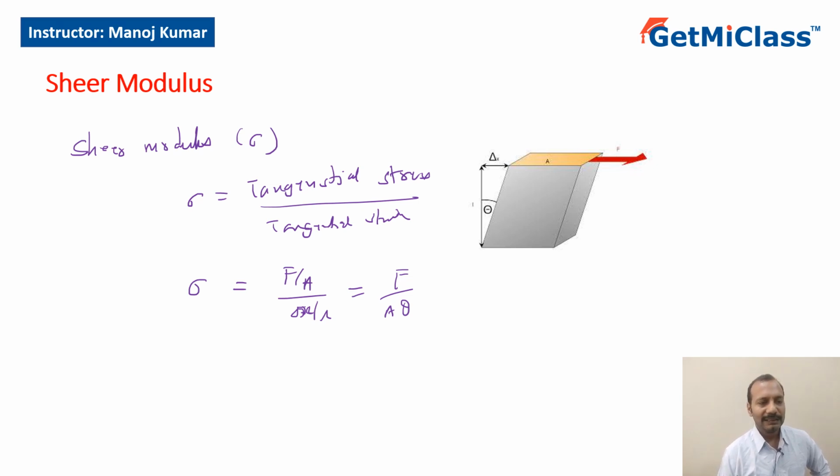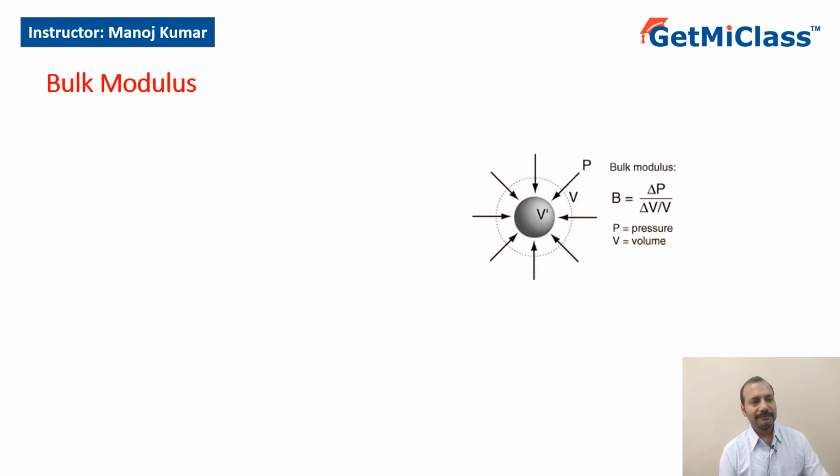Now Shear's modulus, if Shear's modulus is more, then it is very difficult to change the shape of the object. So I can say Shear's modulus is the measure of opposition to change in shape of the object. So if Shear's modulus of an object is very small, then its shape can be easily changed. Then we have bulk modulus.